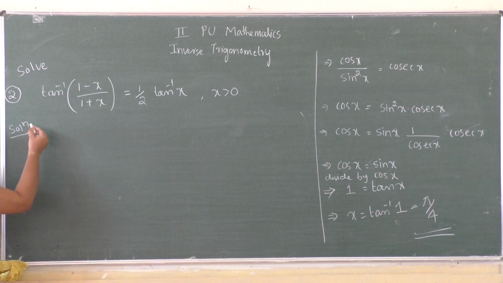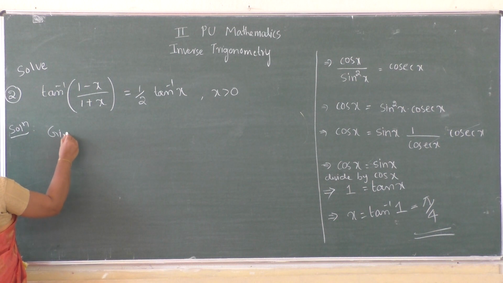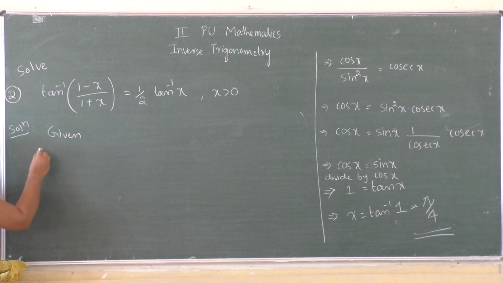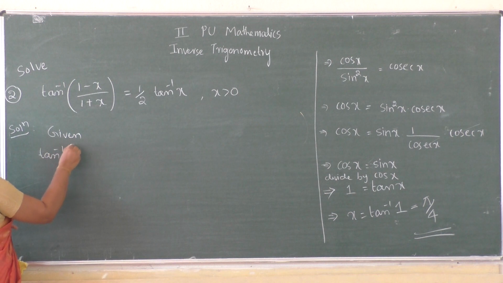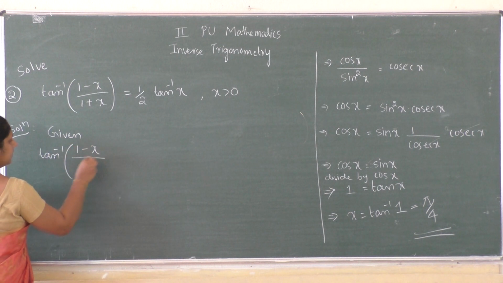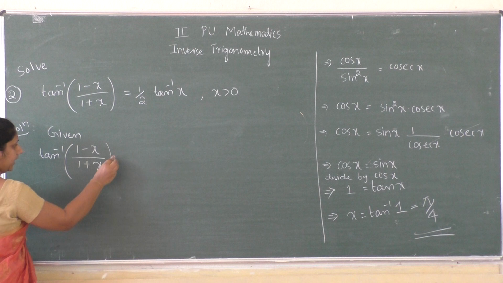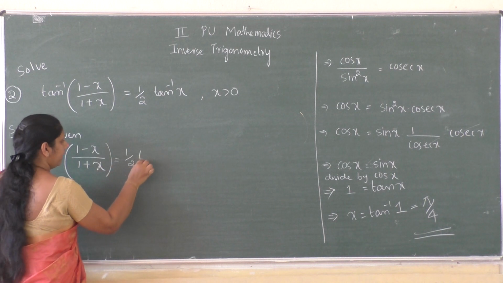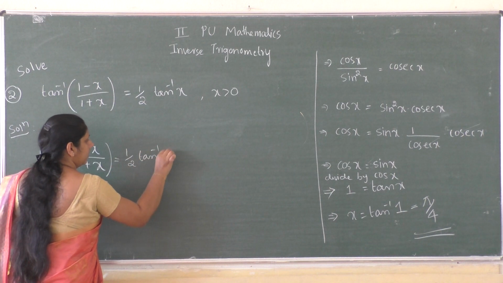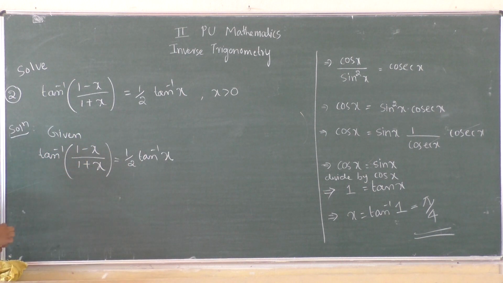So solution, write the given condition. So what is the given condition? It is tan inverse of 1 minus x by 1 plus x equal to half into tan inverse x.